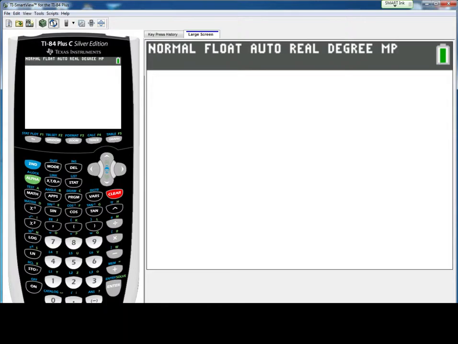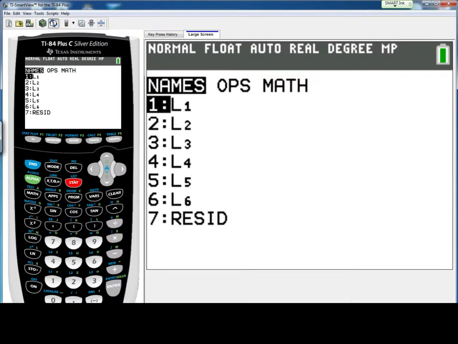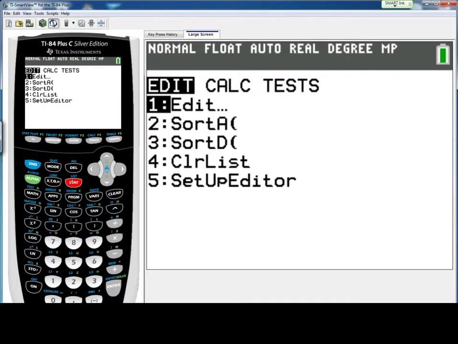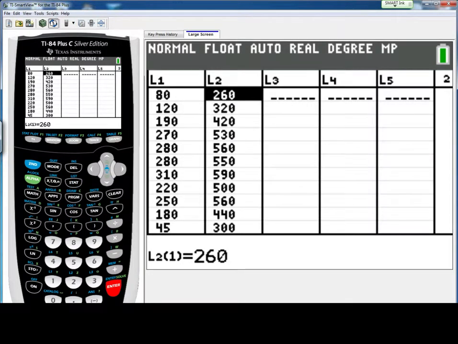So, here's the hard part. When I go to stat edit, the hardest part is putting the data into the 2 lists. You shouldn't have any lists right now because I haven't given you any. I just want you to watch what I'm doing. I've entered the data into the 2 lists, and what I'm going to do is this thing called a linear regression. Here's how you go about it, and you're going to want to take notes on what I do here.